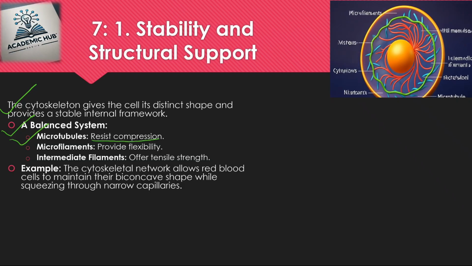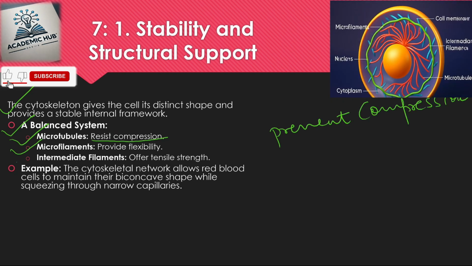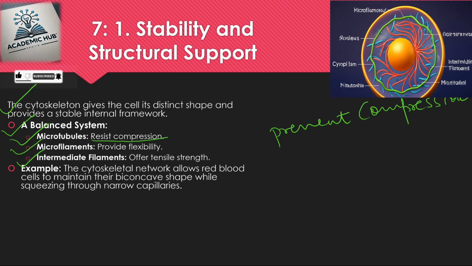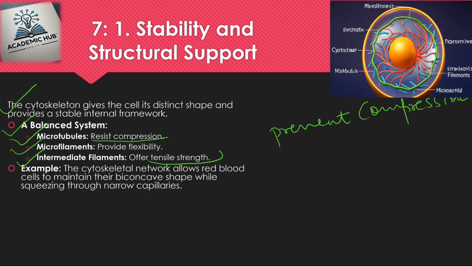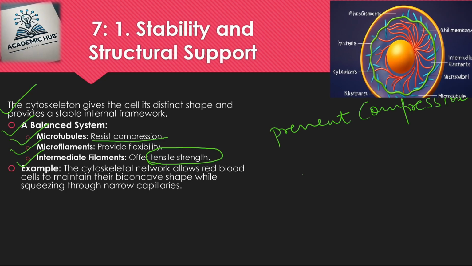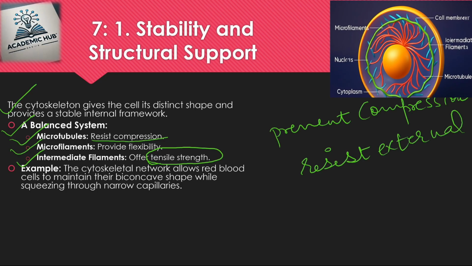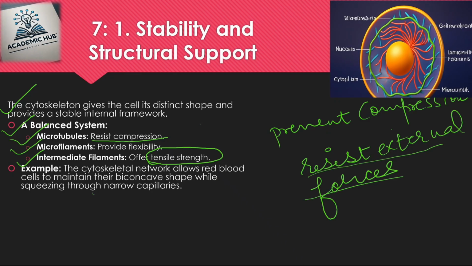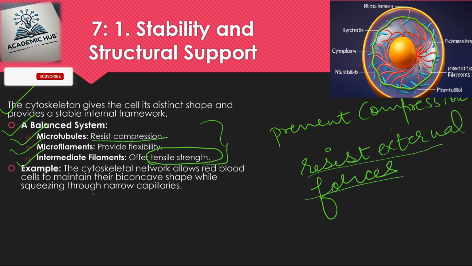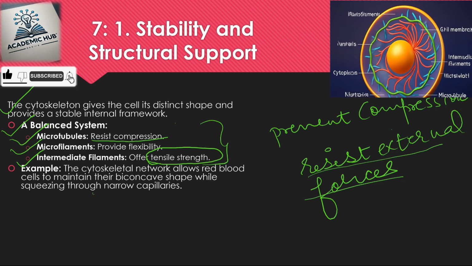Means resist compression, prevent compression. Microfilaments provide flexibility, and intermediate filaments offer tensile strength. This balance helps the cells resist external force, meaning external force cannot disturb them. So these three make the balance of the cell that resists external forces and maintains its internal structure.